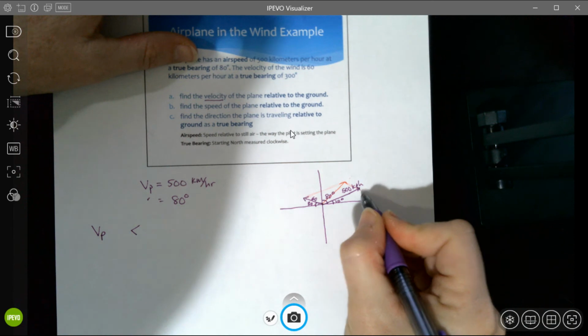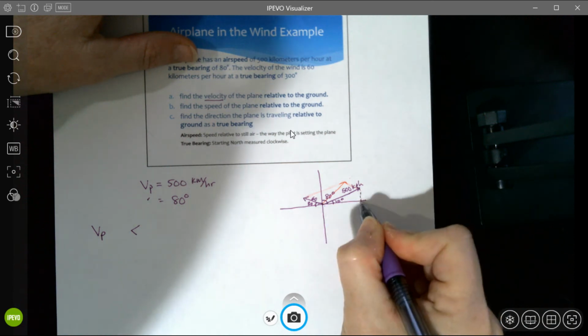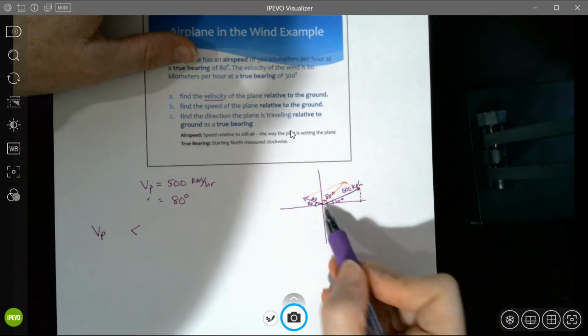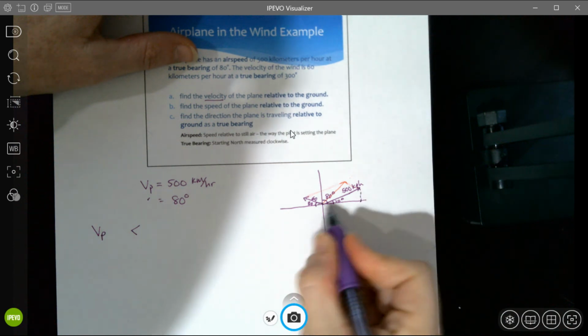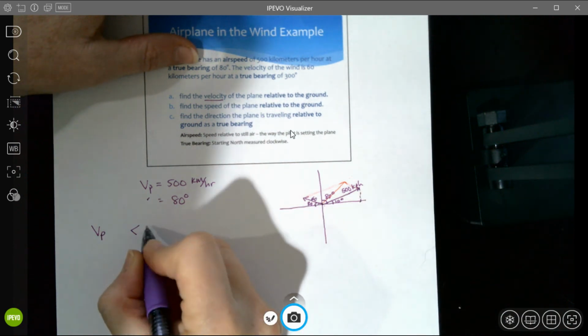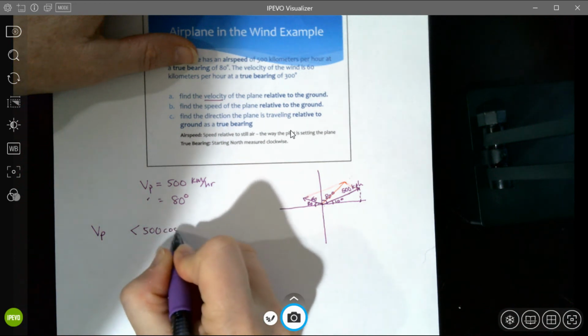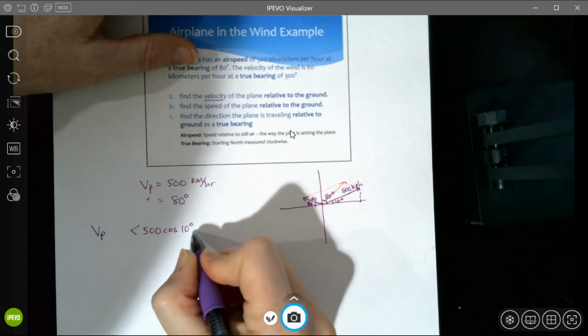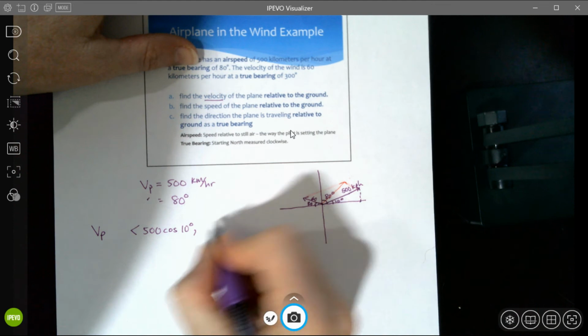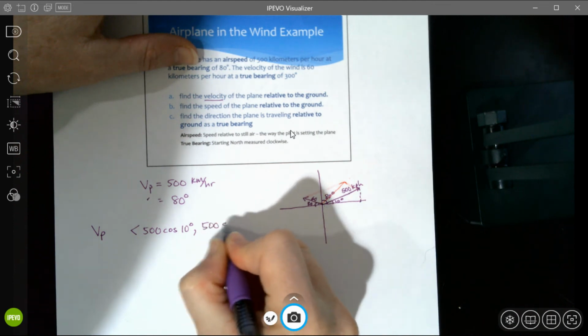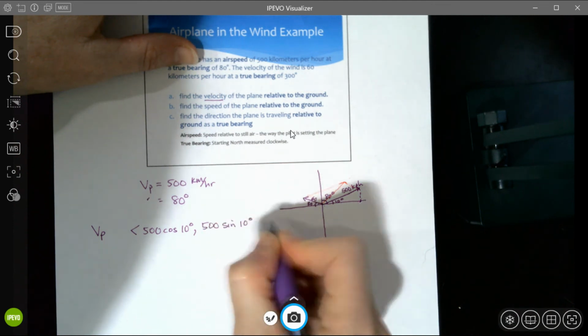Okay, so the airplane is over here. It has an x component and a y component. We could use 10 degrees because that makes it pretty easy. The x is positive, so we're going to say 500 cosine 10 degrees. And the y is positive also, so we're going to say 500 sine 10 degrees.